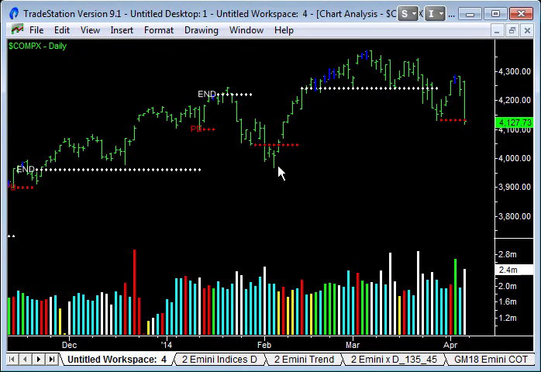Sometimes we get little overshoots of support here. So for example, this support you could argue was just marked a day or so early with that little false rally day.